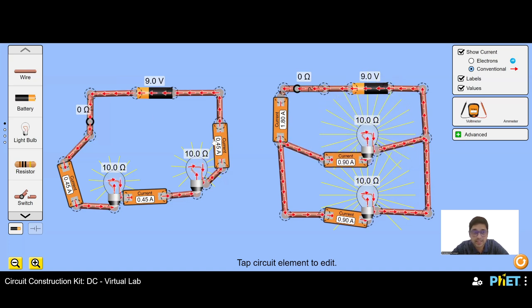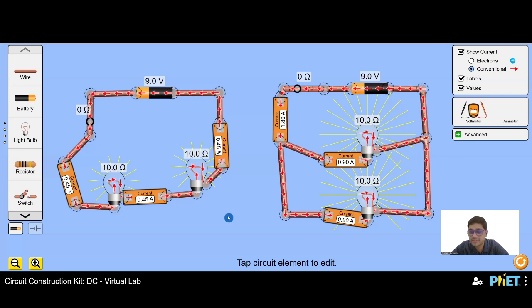So what did we learn today? In a series circuit, the current flowing through all the components which are connected in series is equal, the same, one and the same. And in parallel circuits, the current flowing gets distributed to all the components depending on the resistance. All right. So that is about series and parallel circuits.